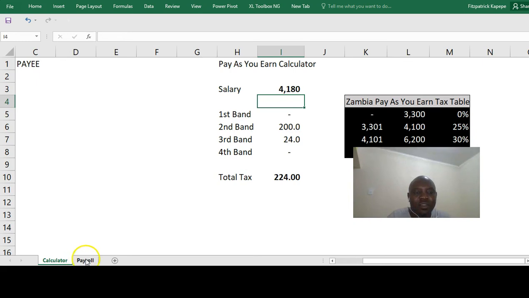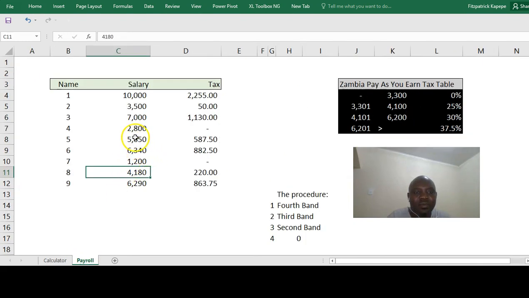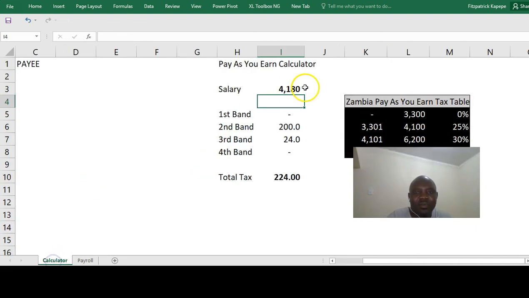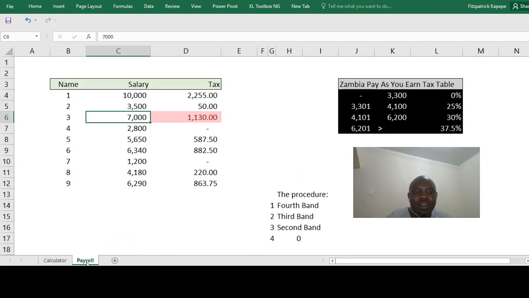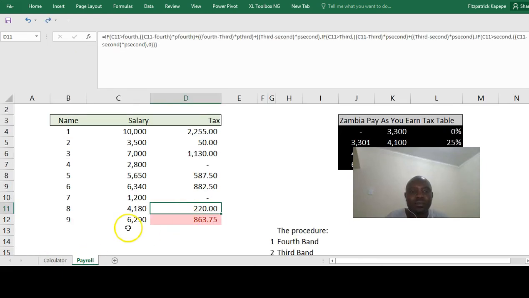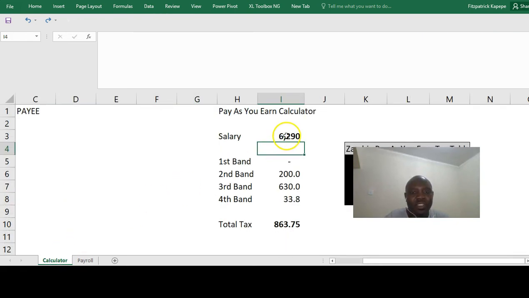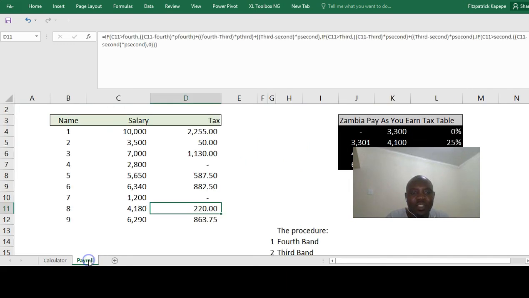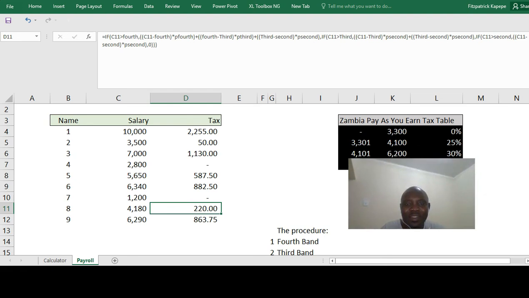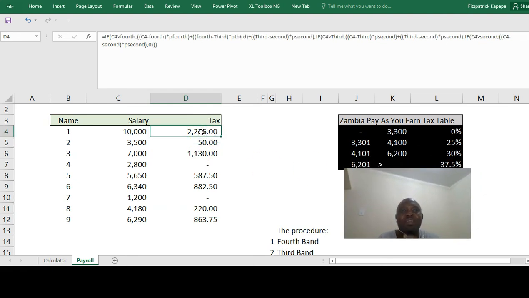Okay, then just come this side, sorry. Let's say 7,000, this side, sorry. 7,000. 1130. So if we go to the calculator, we change, we put 4180. It's giving us 224. How much are you getting here? 220. It shows there's something wrong, really. Let's look at the formula.